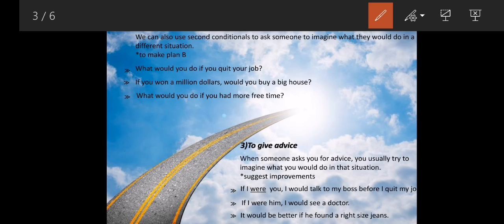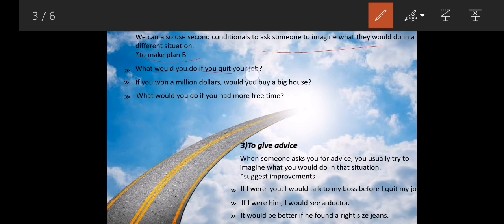Okay, we use unreal conditional to ask hypothetical questions. We can also use second conditional to ask someone to imagine what they would do in a different situation. Or we ask hypothetical questions to make plan B. Let's have a look at the examples. There are a few examples here.